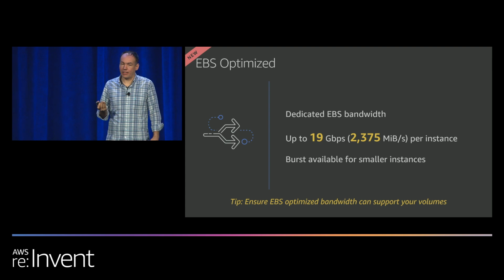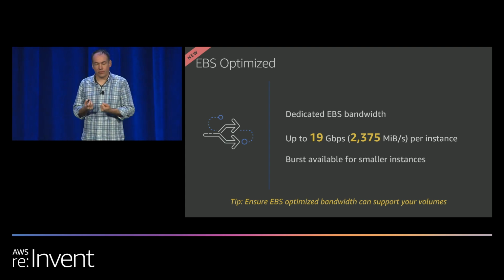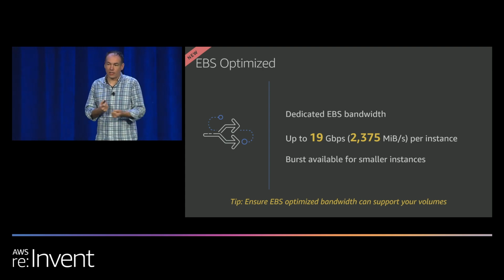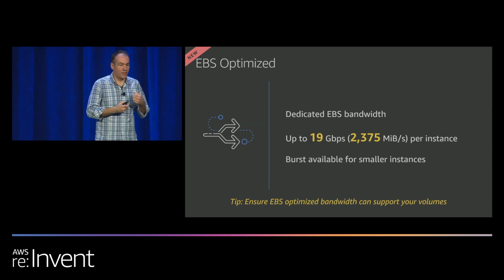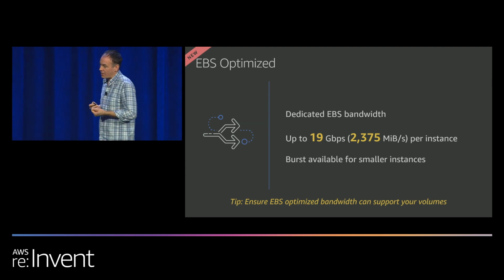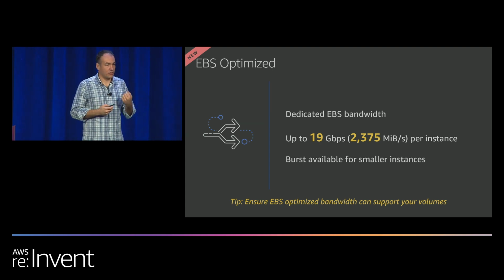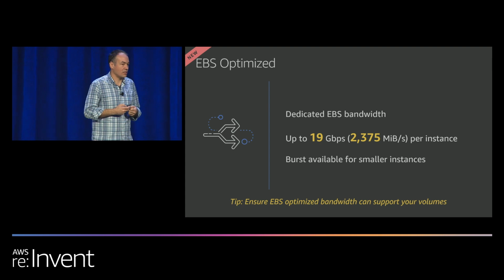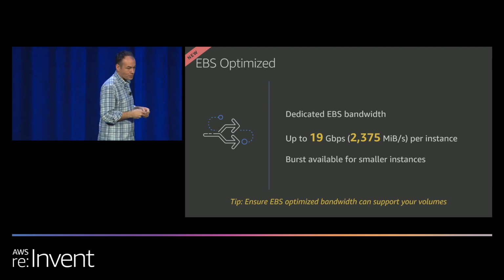Now, one of the things that we did, and I love this, that we're continually iterating, these Nitro cards have enabled us, with some software improvements, to now give you up to 19 gigabits of throughput per instance. And this is EBS Optimized. This is available today on your C, M, and R5 instances, and coming soon to the rest of the Nitro family over the next few weeks.